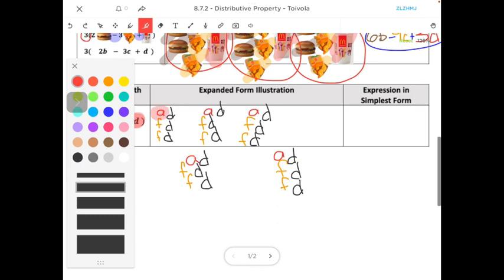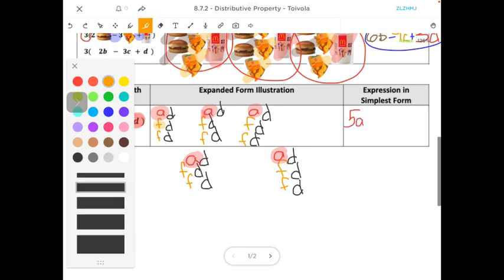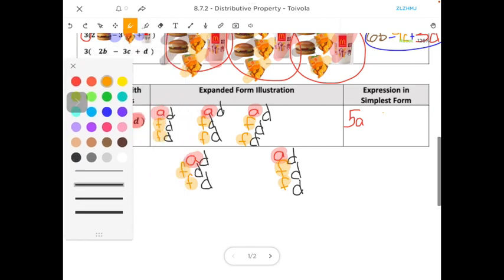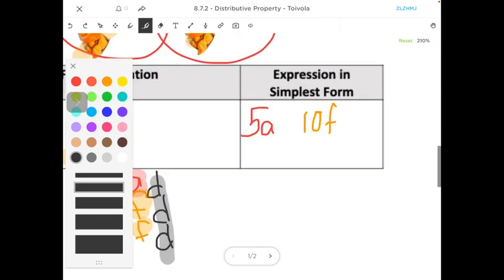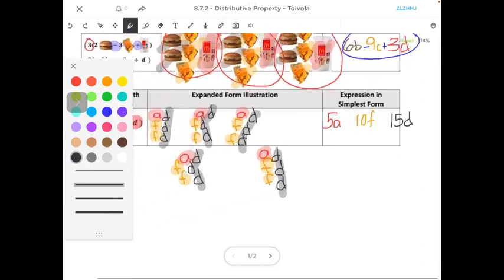So we're looking at our apples. 1, 2, 3, 4, 5. So there are 5 apples, 5A. Then for the fries, there are 1, 2, 3, 4, 5, 6, 7, 8, 9, 10. There are 10 fries, 10F. And all the drinks. 1, 2, 3, 4, 5, 6, 7, 8, 9, 10, 11, 12, 13, 14, 15. 15 drinks. 15D. Okay.